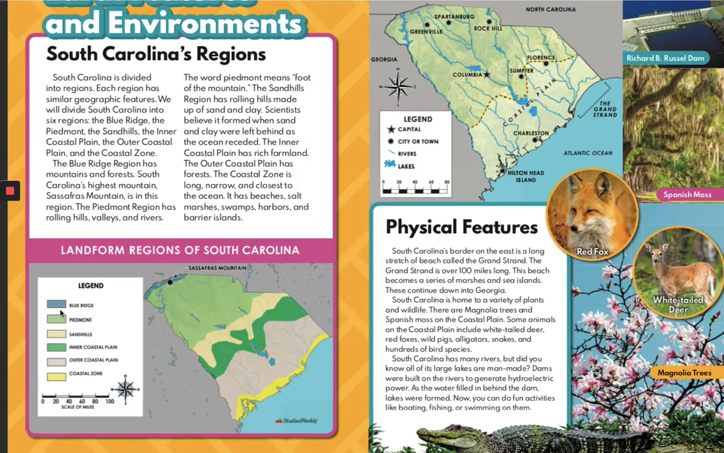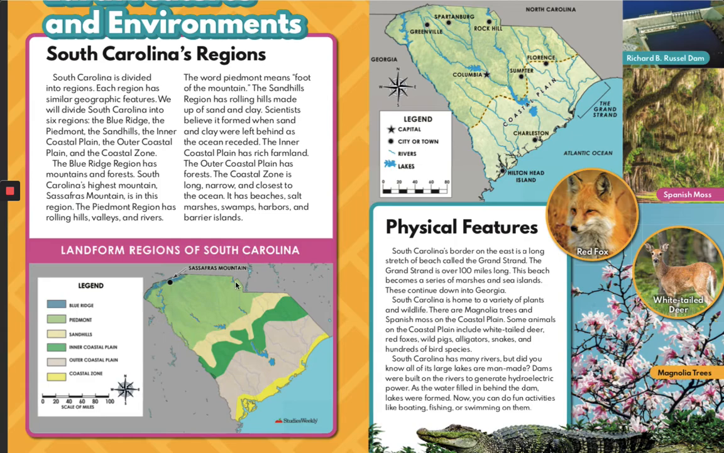So over here, our legend is like our key. It helps us read a map. So we have our Blue Ridge Mountain. It's a teeny tiny little part, and this is where our Blue Ridge Mountains are. So our Blue Ridge region has our Blue Ridge Mountains. And you can see the black dot, it's telling us that is Sassafras Mountain.